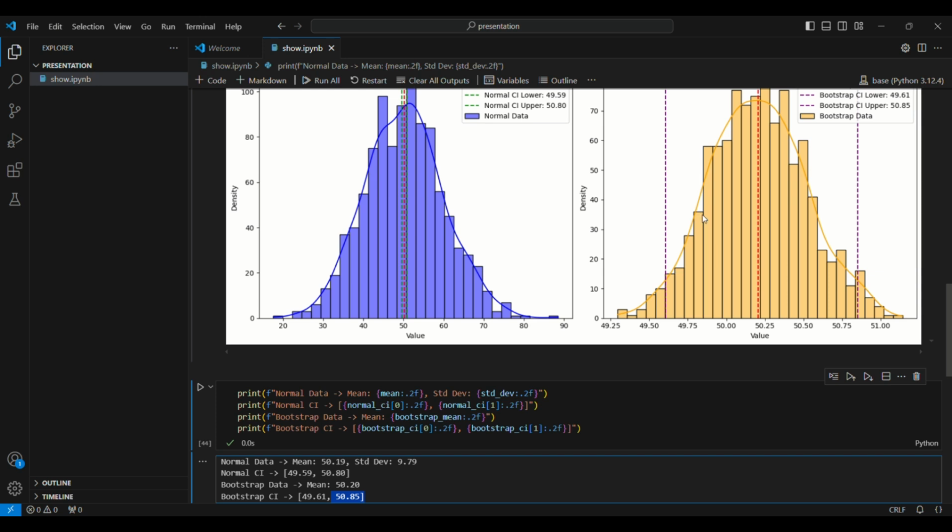In scenarios where the underlying distribution is uncertain or the sample size is small, the bootstrap method stands out as a powerful tool for reliable statistical analysis. By using both distributions, we not only confirm our findings but also gain insight into the reliability of our estimates, allowing us to approach our analysis with greater confidence.